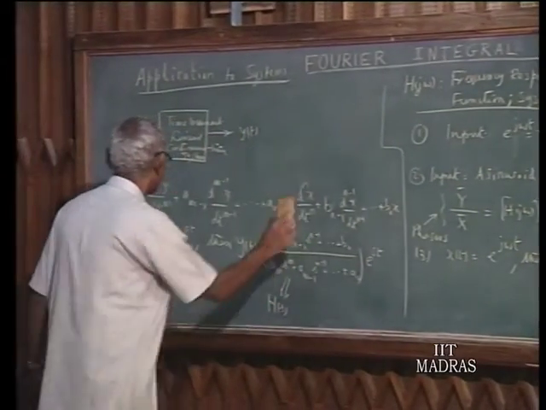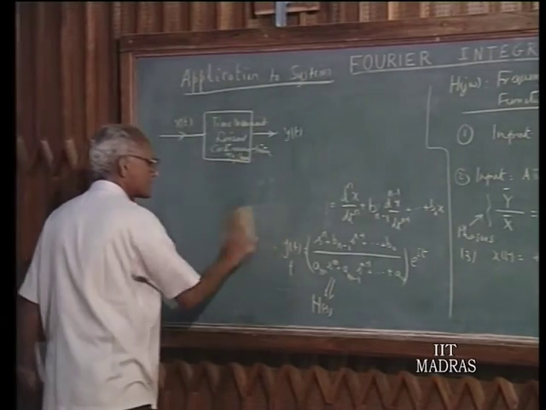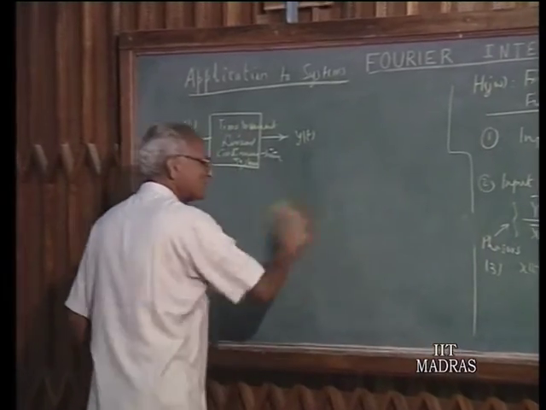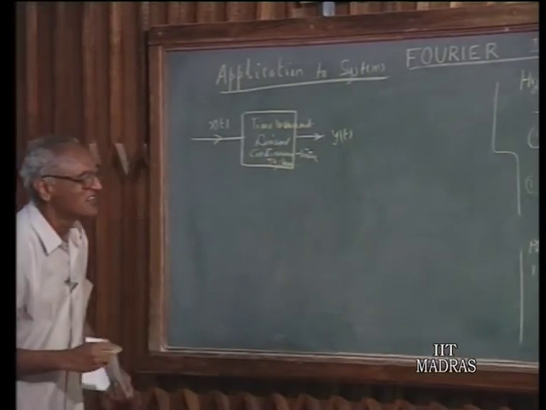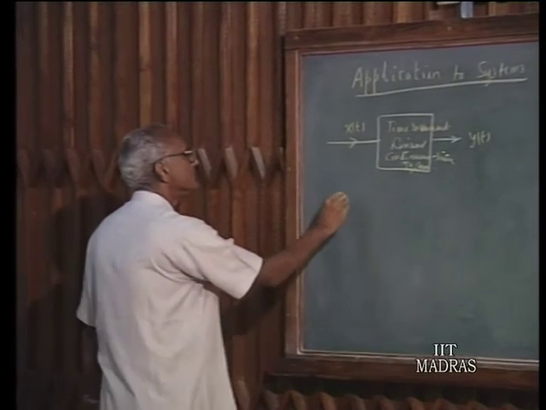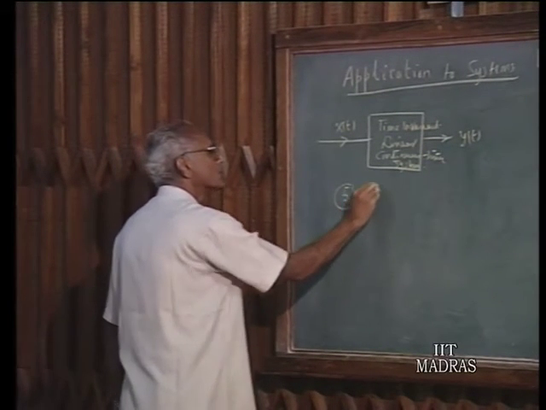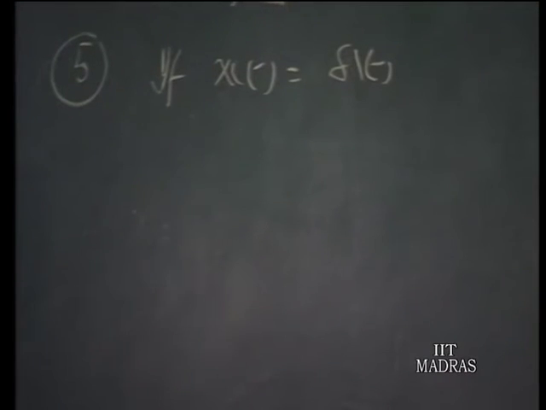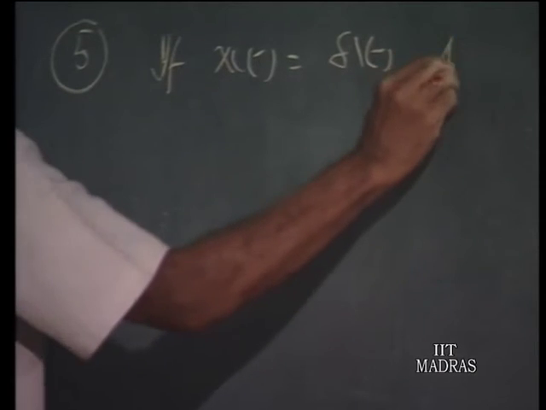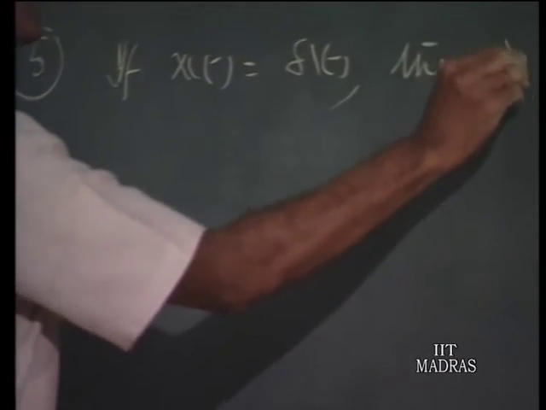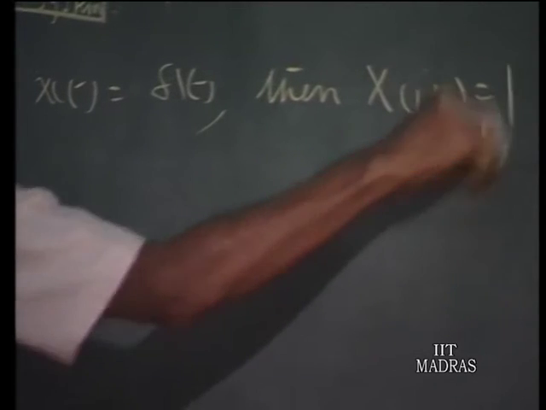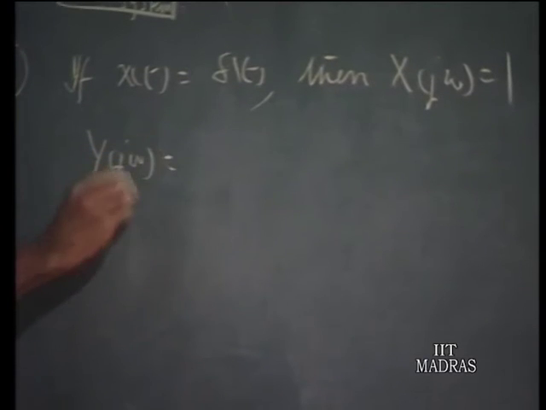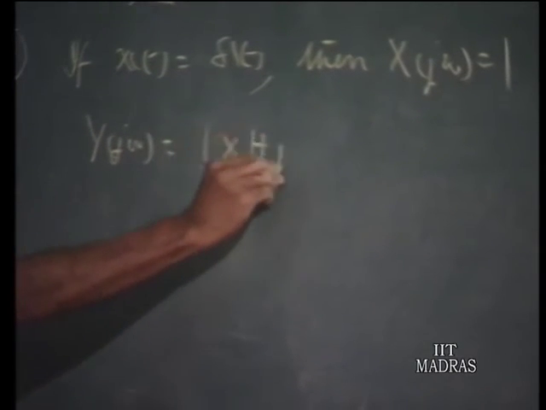One more property of this system function is, if the input happens to be a delta function, a unit impulse, then we know that x of j omega equals 1. Therefore, the output Fourier transform y of j omega equals 1 multiplied by h of j omega.